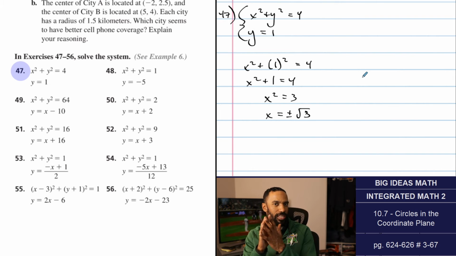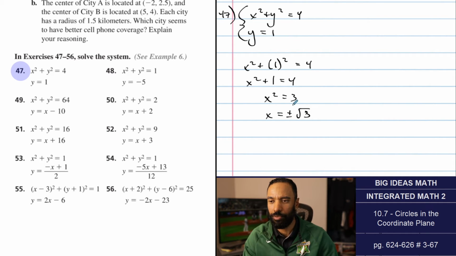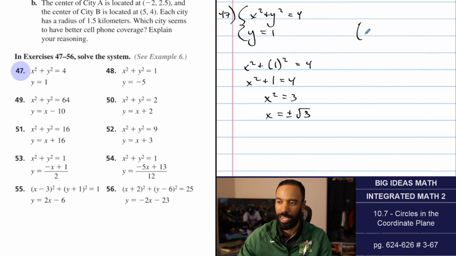And I do need both. This isn't an x like a distance like radius is. We do need both of these. We have to substitute positive root 3 and negative root 3 into an equation to get y. But we already know that y is 1. So we're good on that part. So the final answer set is root 3 comma 1 and negative root 3 comma 1.